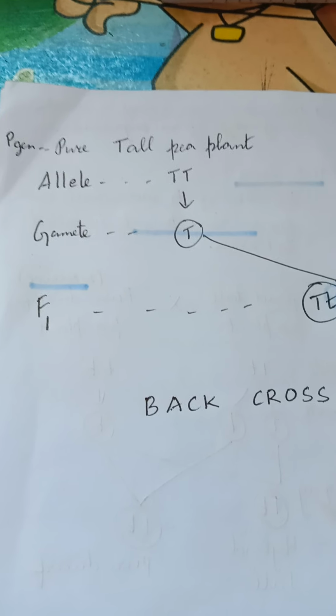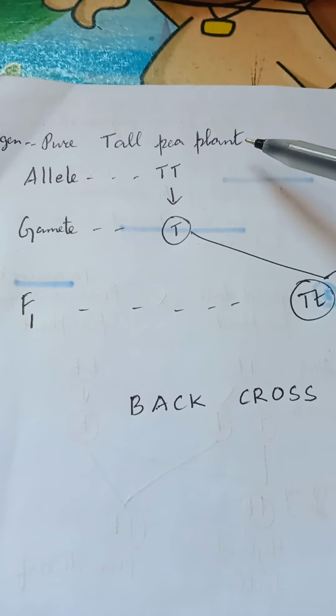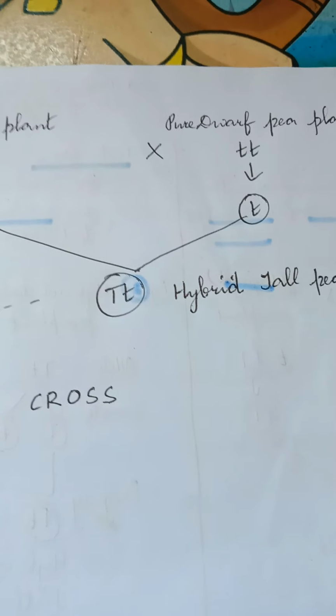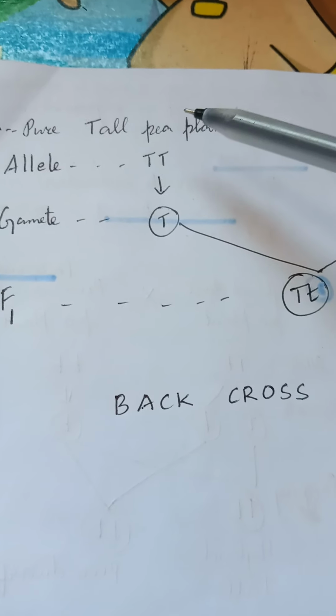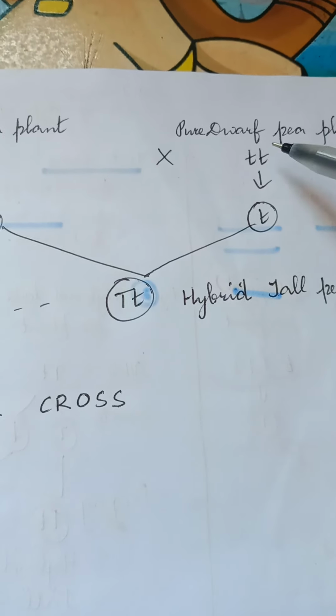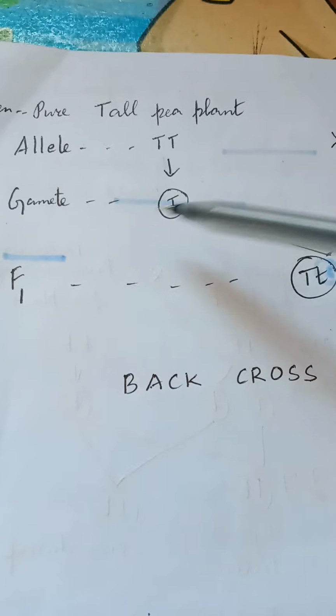In Mendel's monohybrid cross, he took a pure tall pea plant and crossed it with a pure dwarf pea plant. Pure means homozygous. The allele for the pure tall pea plant is capital T, capital T, and the allele for the pure dwarf pea plant is small t, small t. Next step is your gamete formation.